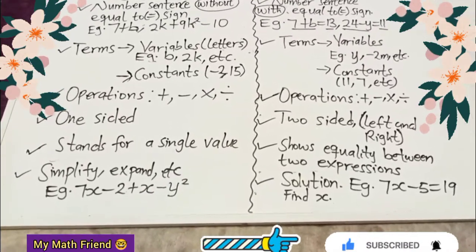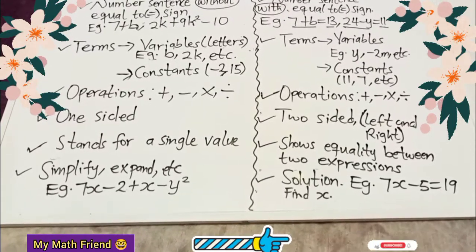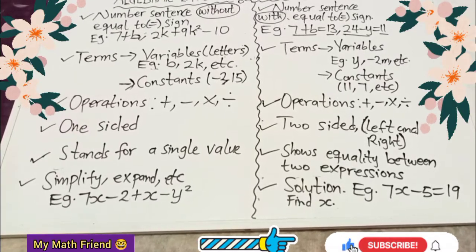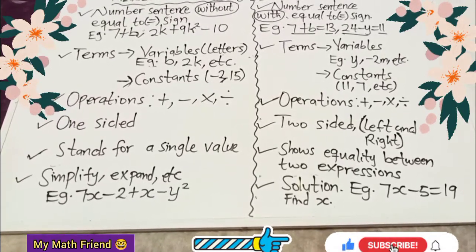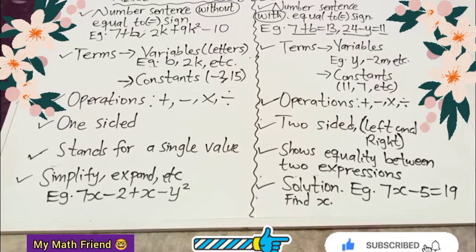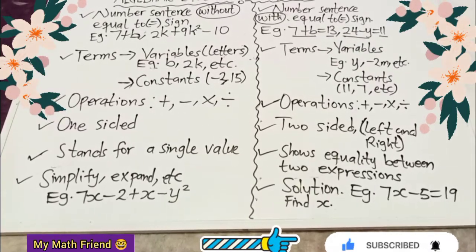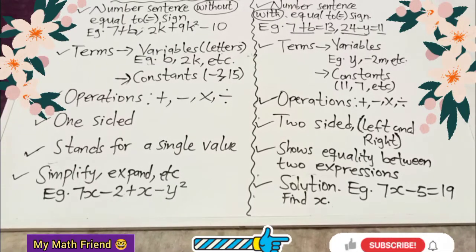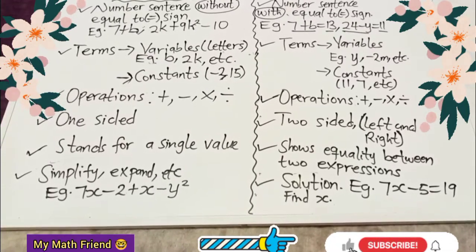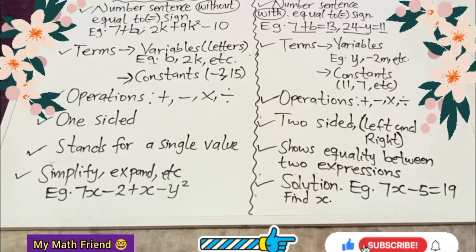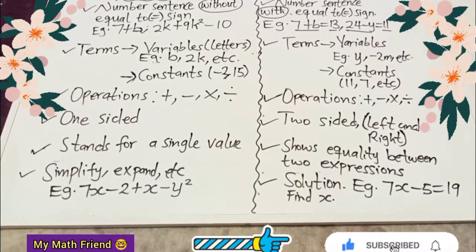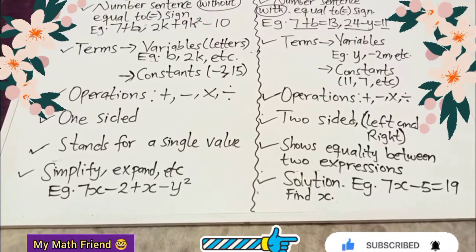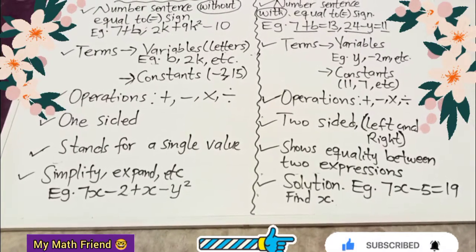Now, let's look at another difference. Algebraic expressions, because they are just expressions, are one-sided, whilst equations are two-sided. That is, we have the left and the right side. Because of the equal to sign, the equal to sign separates the equation, and so we have the left side of the equation and the right side of the equation. Now, let's move on to the next difference.